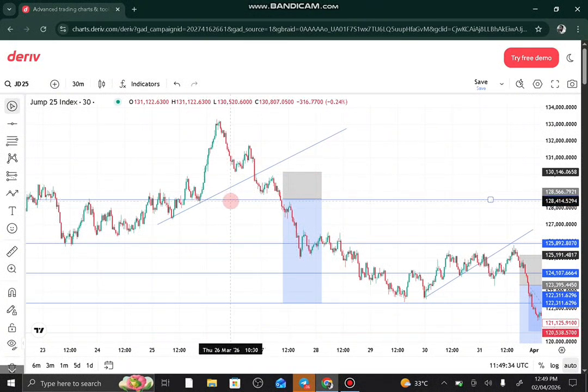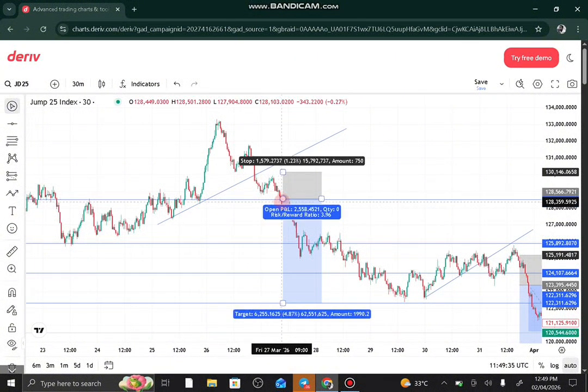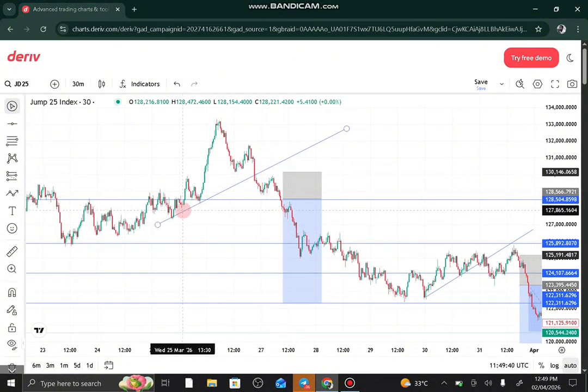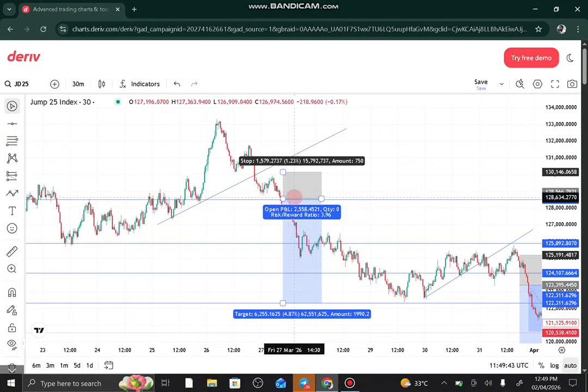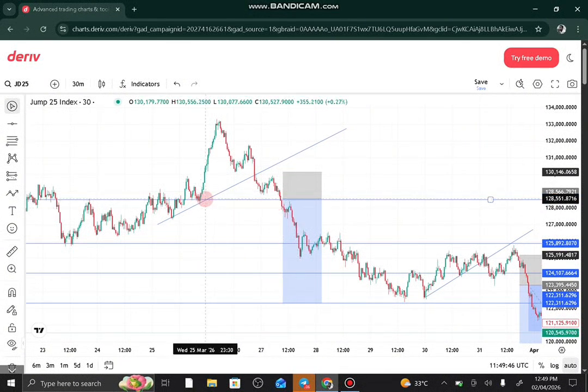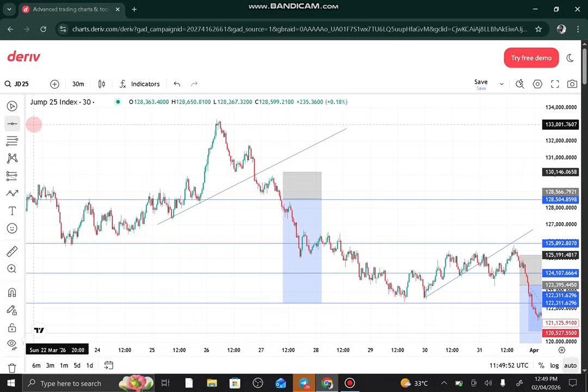When it breaks this higher low, in most scenarios you will see a retest coming back. But in this scenario, if you check very well, there was a retest, but the retest was not to this level. The retest was to this higher low. Let me mark it for you so that you will see the retest.